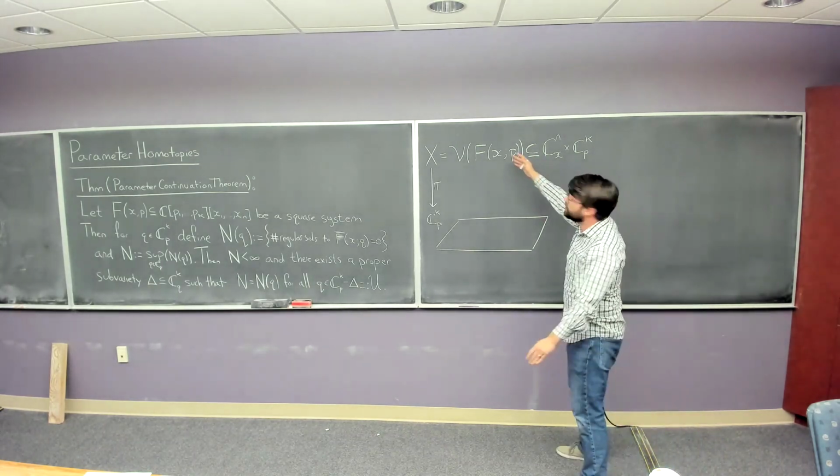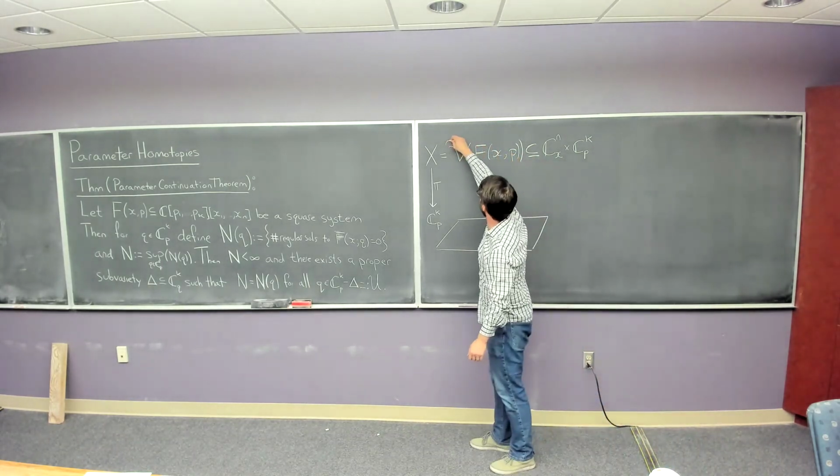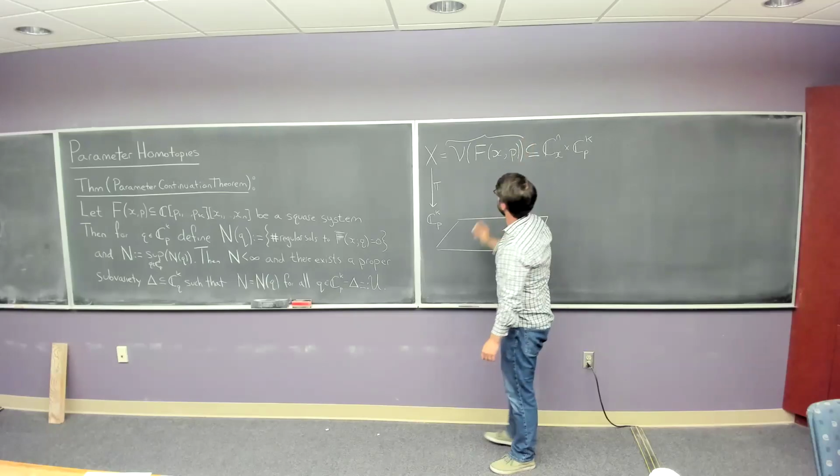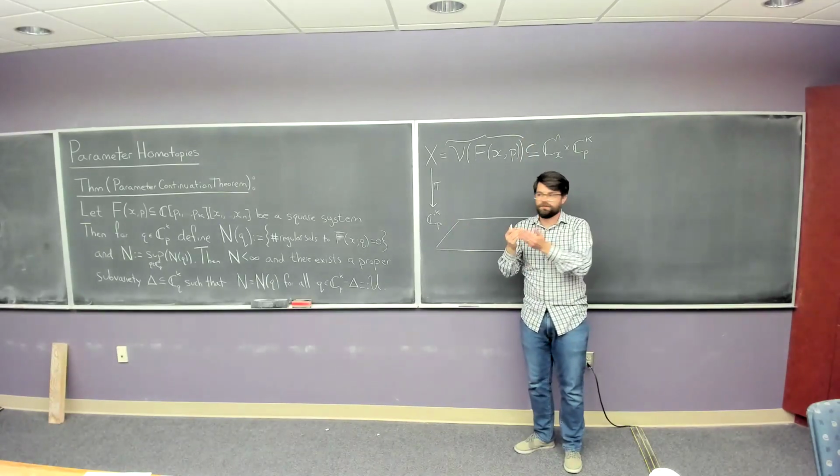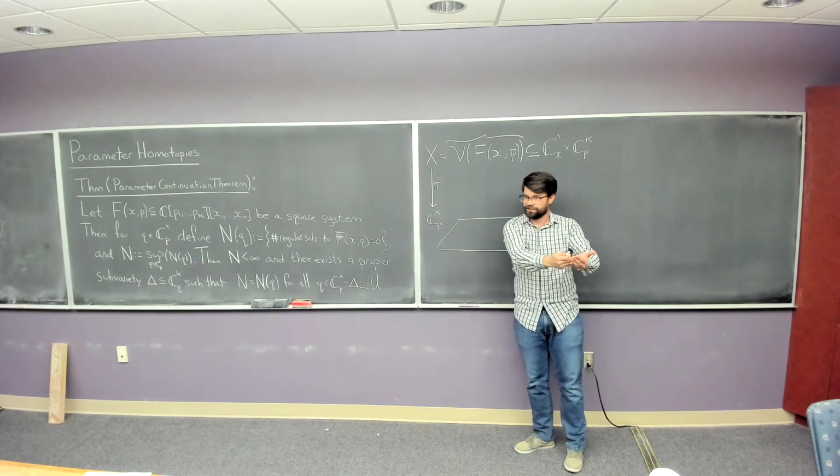And so this is called an incidence variety, because it tracks the incidence between the solutions and the parameters.